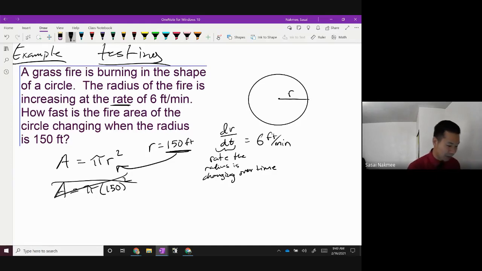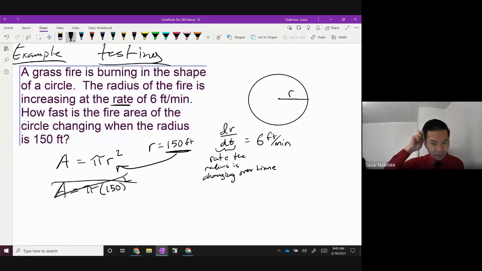The question is not asking you how much grass has been burned. They're not asking you for the area of burned grass, right? If it was asking that, you go ahead and plug it in and calculate the area of burned grass is equal to this right here. But they don't ask that. Can anybody tell me what is being asked here? What are they asking you to find in this problem?